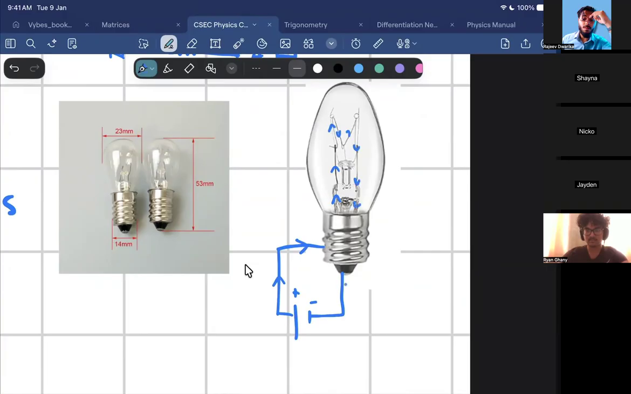Are you seeing that? The flow of current for the bulb.